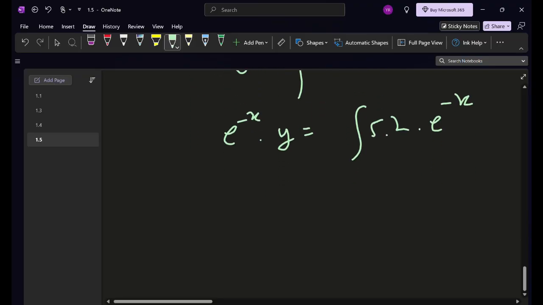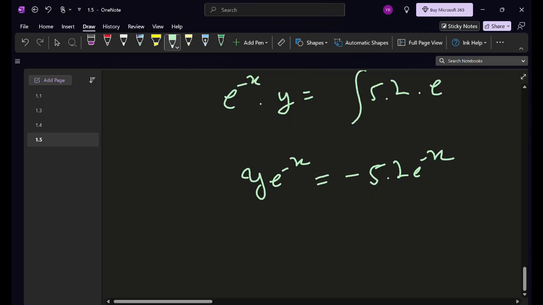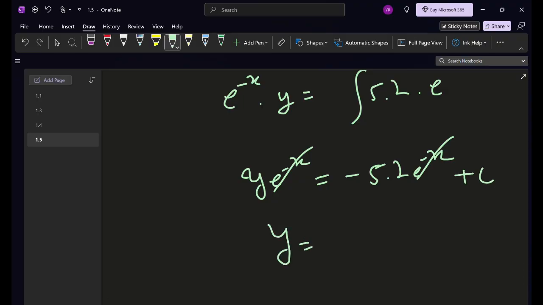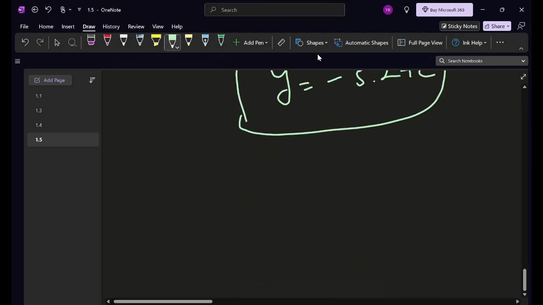When we solve this, we get y e to the power minus x is equal to minus 5.2 e to the power minus x, and this term gets cancelled out, so y is going to be equal to plus c. Of course, do not forget the plus c. So y is equal to minus 5.2 plus c, and here is our final answer of the third question.